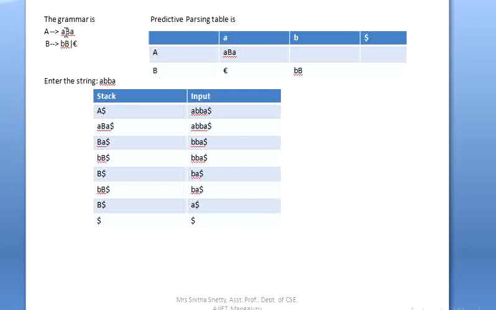Now look at the productions. A gives ABA. Where to place this production? In ABA, what is the first? The first is small a, right? In this production the starting symbol is the terminal small a, so I am writing it under a. So when A gives a, what production are we writing? ABA. Okay, next is B gives BB.